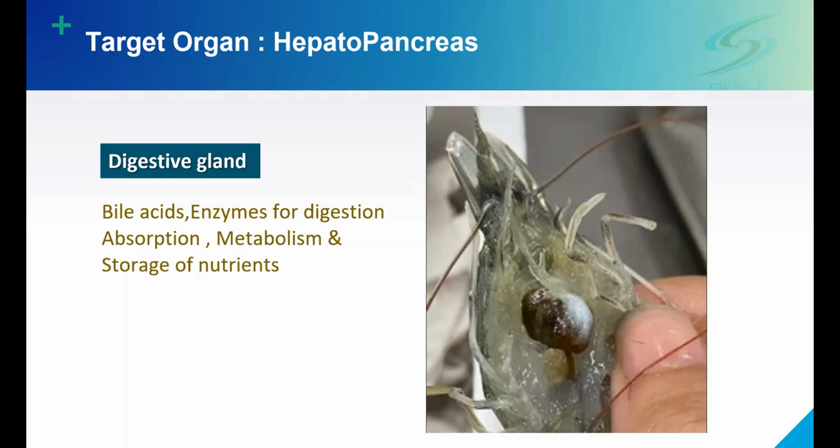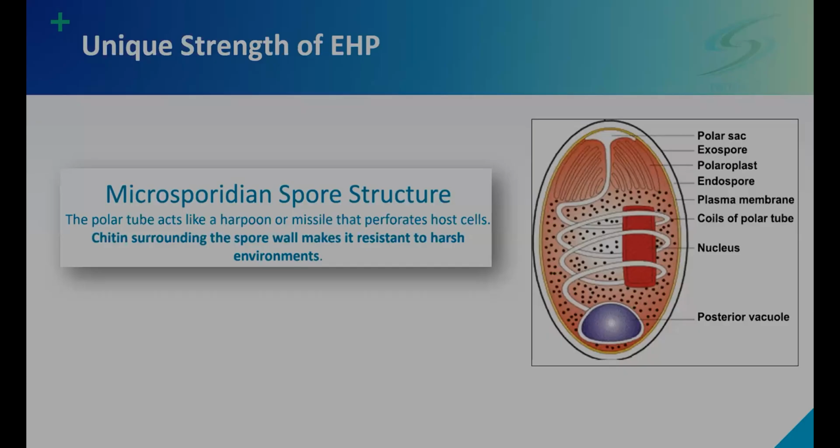So you all know, most of the farmers already know the importance of the hepatopancreas. Hepatopancreas is one organ which can produce very good enzymes for digestion, absorption, and metabolism. It is the key organ for feed consumption, feed assimilation, and good growth of the animal. At the same time, it can store nutrients also. It is the organ which produces bile acids, so that would be helpful for the entire health status of the animal. So such a vital organ has become a target for many microorganisms like EHP.